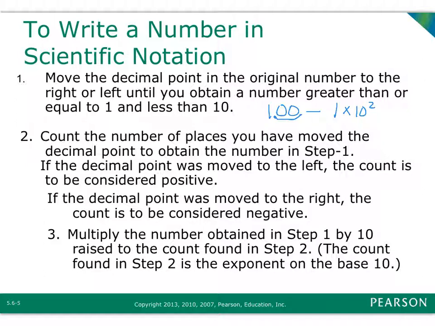So you count the number of places you have moved the decimal point to obtain the number in step 1. If the decimal point was moved to the left, the count is to be considered positive. In this case, when we did the 100, it was in the positive direction. If the decimal point was moved to the right, the count is to be considered negative. We multiply the number obtained in step 1 by 10 raised to the count found in step 2. The count found in step 2 is the exponent of the base of 10.